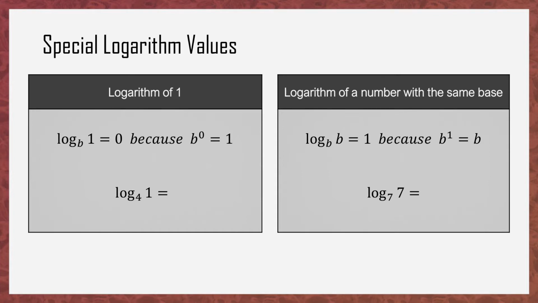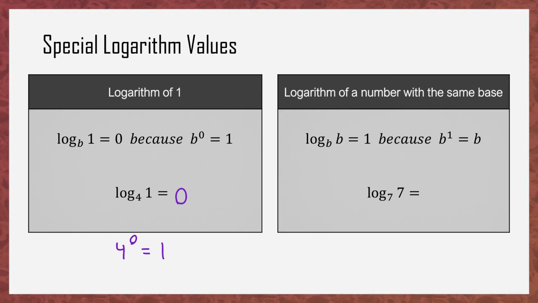There are some special logarithm values that greatly increase the usefulness of logarithms. A logarithm with any base greater than 1 of 1 will equal 0 because that same base to the 0 power will always equal 1. Log base 4 of 1 will equal 0 because the exponential form 4 to the 0 power equals 1.